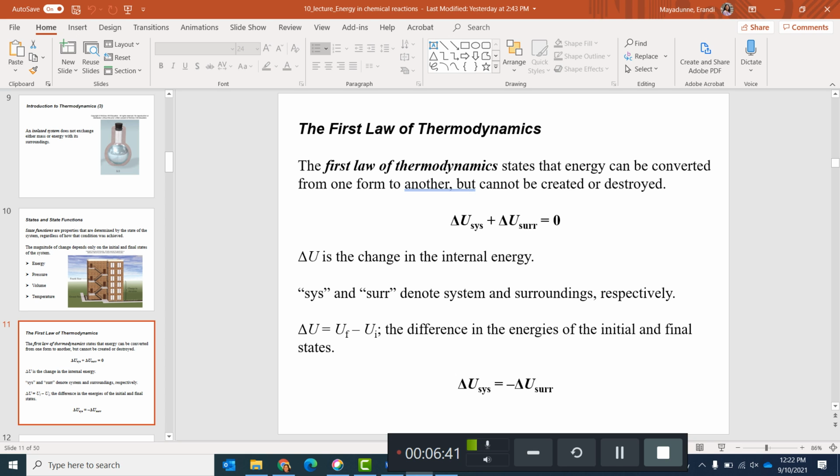So delta U equals U final minus U initial. Always, delta U of the system equals negative delta U of the surroundings. What does that mean? If the system absorbs heat, how does the system absorb heat? The surroundings release that heat. The system absorbs heat from the surroundings.